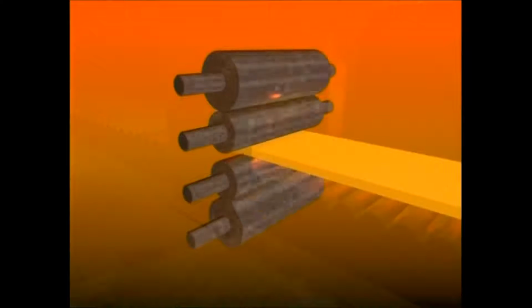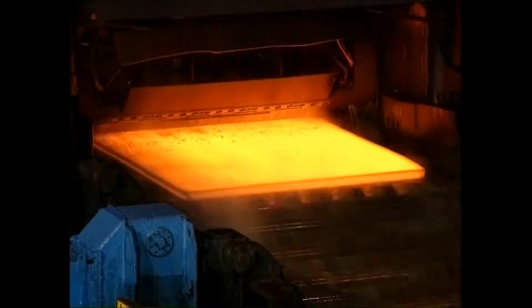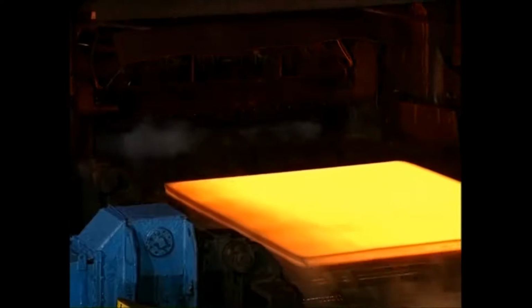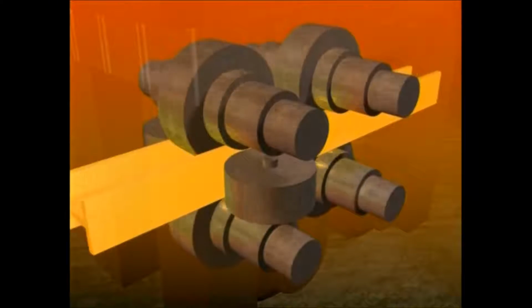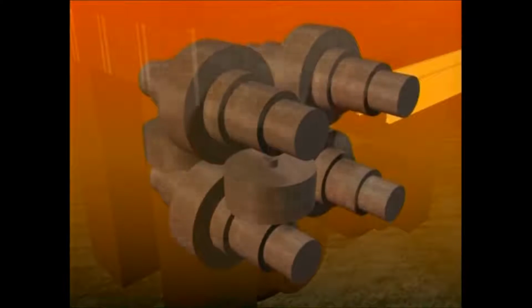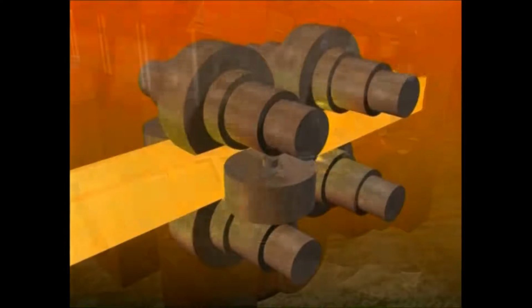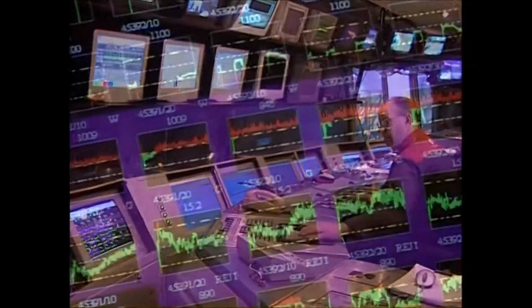Four-high stands have two work rolls in contact with the steel, supported by larger backup rolls to prevent distortion caused by the rolling force. These give greater accuracy for rolling flat products. Universal beam mills also include stands with both horizontal and vertical rolls bearing on the steel simultaneously.